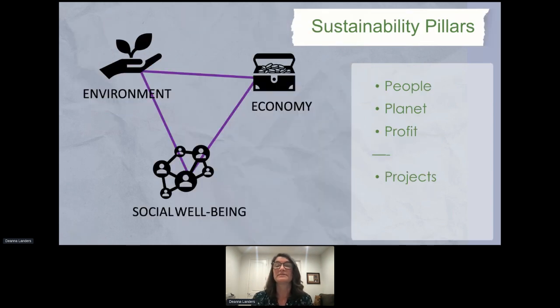From that came the sustainability pillars. So we talked about the environment, economy, social well-being, and those map to people, planet, and profit. You can see that mapping. Now, projects are how it all happens. So we've got people projects, projects that help people and the communities and society. We have projects that help the planet, the environment, the earth. And then from a profit perspective, that's the economy and business. When you look at those, it's important to recognize that we need to balance those.